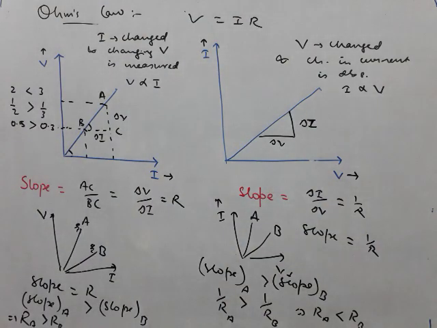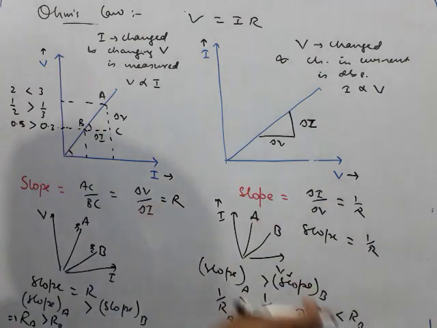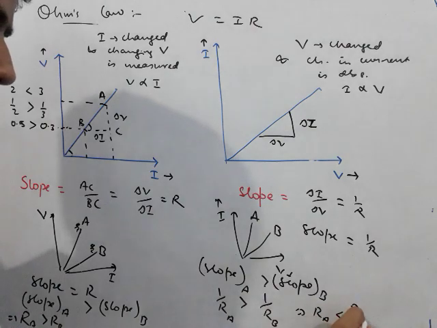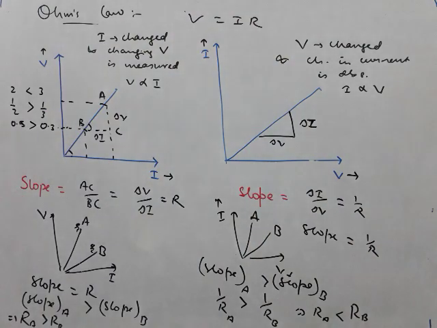You compare the answers in these two cases. Yes, this is RB. Here RA was greater than RB, but here RA is less than RB. Why is it happening? Because the axes are changed in this particular problem.